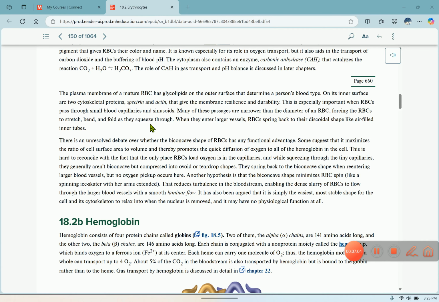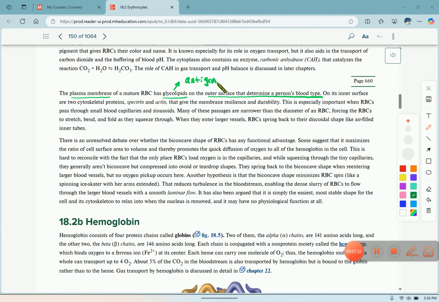The red blood cells on their plasma membrane, which means the surface or the outer part of the red blood cell, has a glycolipid on the outer surface that determines a person's blood type. We'll look at blood types later. Glycolipids are also known as the antigen. So if you do enough reading on red blood cells, you may come across the fact that the outer coating is also known as an antigen, or a glycolipid.